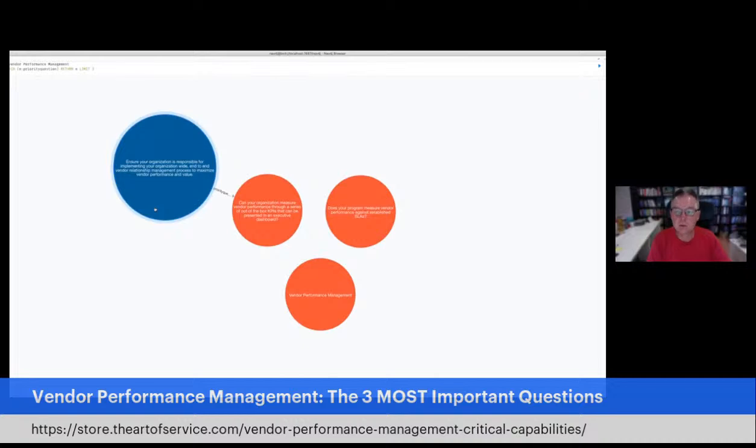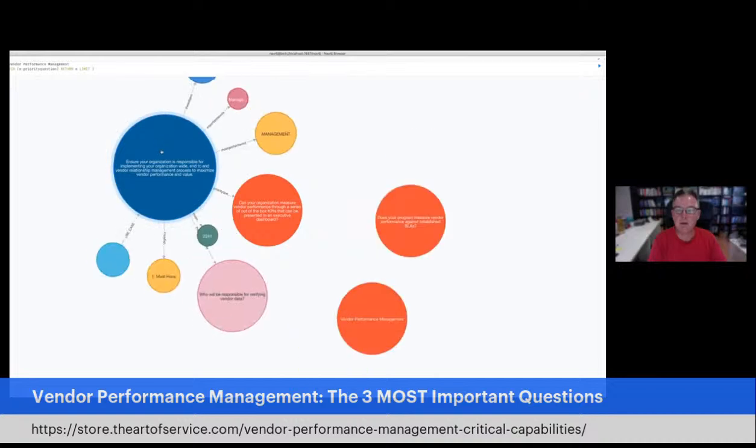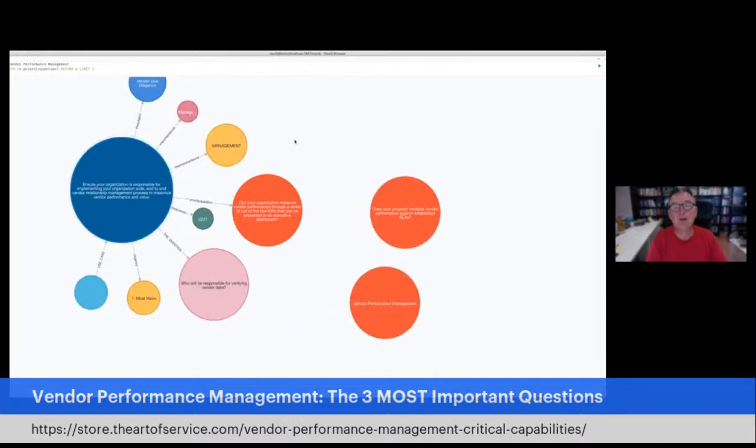Ensure your organization is responsible for implementing your organization-wide end-to-end vendor relationship management process to maximize vendor performance and value. So it's about building the relationship with your vendors, managing the relationship with your vendors, because you're in control of your enterprise risk, of your own risk, and you need to ensure that your vendors are aligned to that continuously.